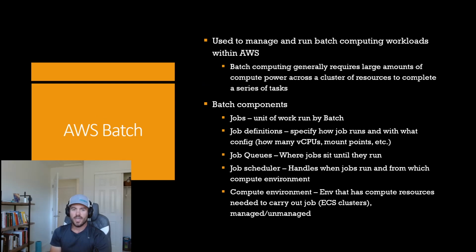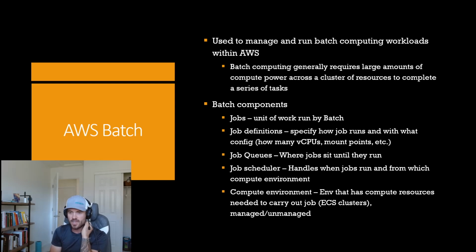Okay. AWS Batch is used to manage and run batch computing workloads within AWS. Batch computing generally requires large amounts of compute power across a cluster of resources to complete a series of tasks. And the components of batch are jobs, which is the core component. It's the actual unit of work that's run by batch. Job definitions specify how a job runs and with what type of configuration, so how many vCPUs, what kind of mount points, etc. Job queues, kind of self-explanatory, where jobs sit until they run.